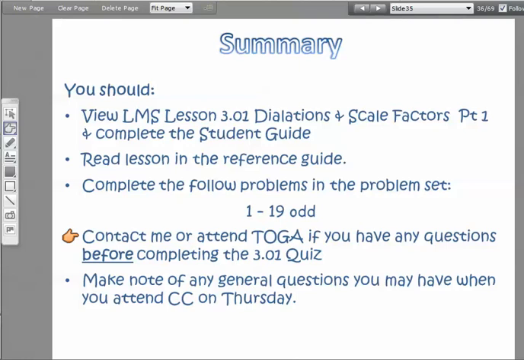After you get finished working those problems, contact me using Yahoo Messenger or go to Toga that day.